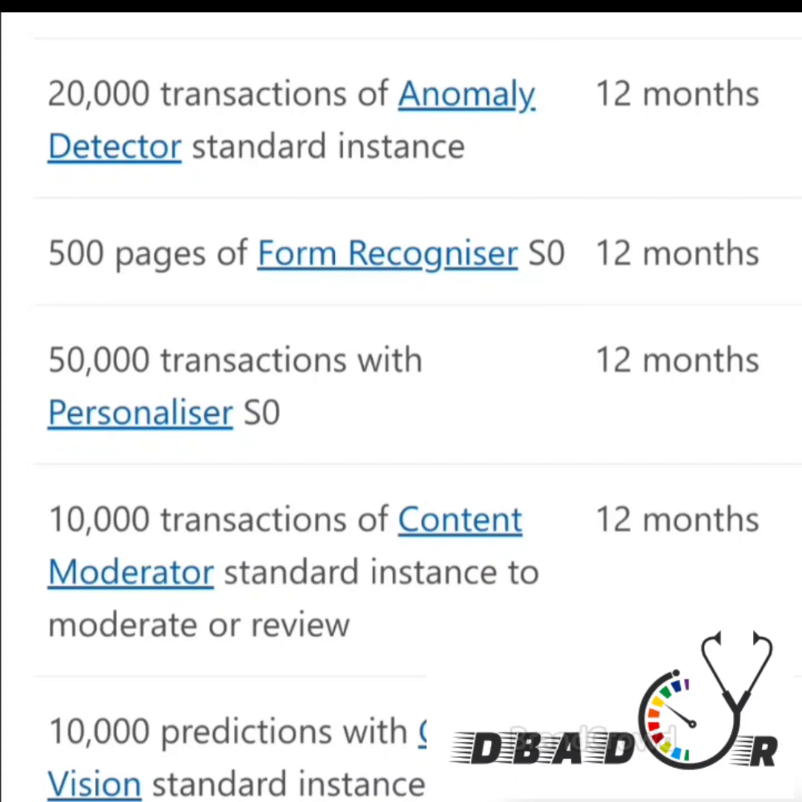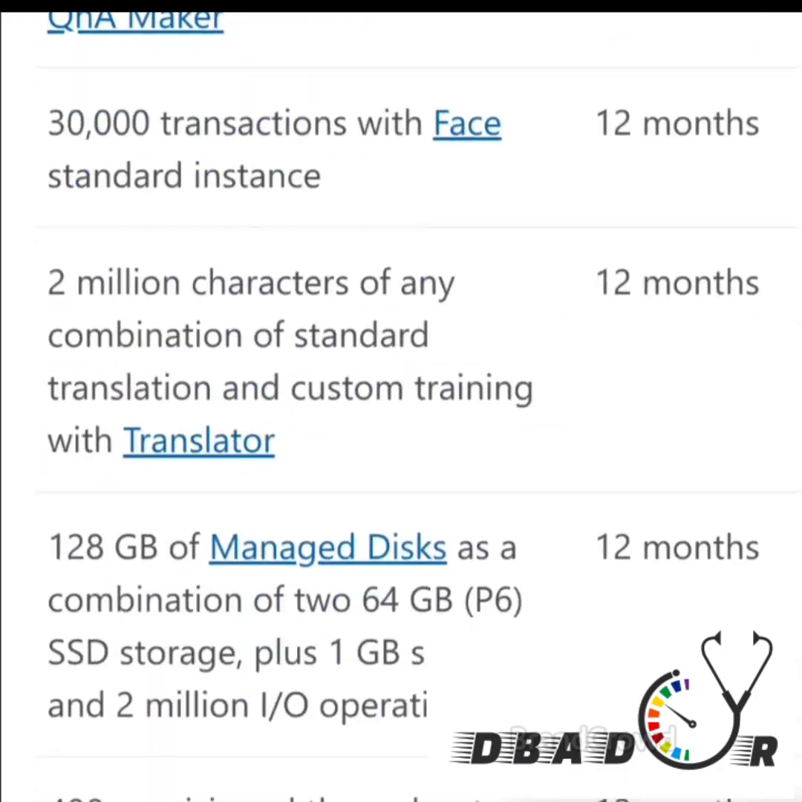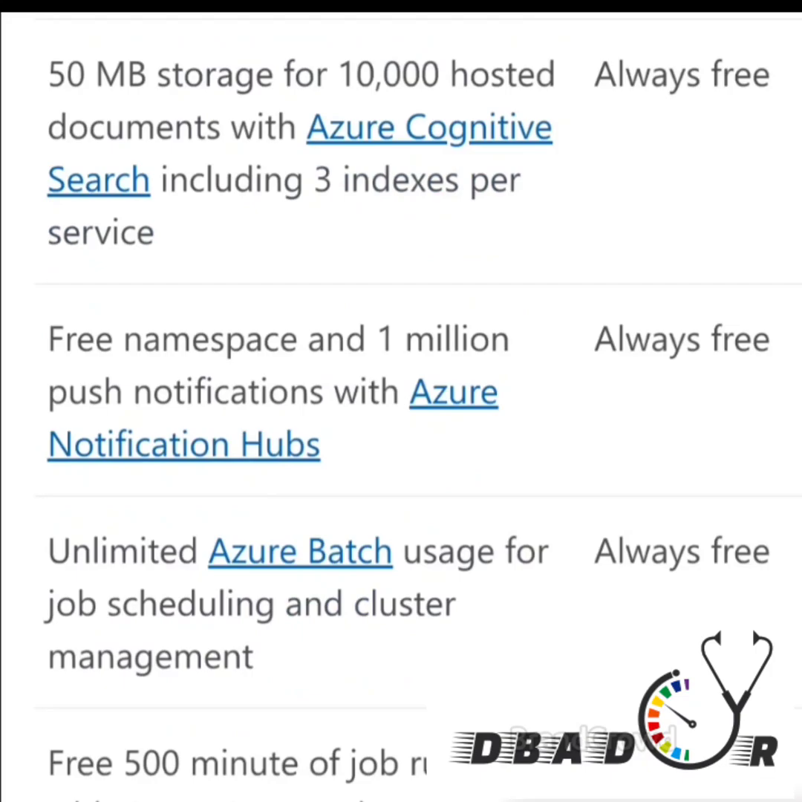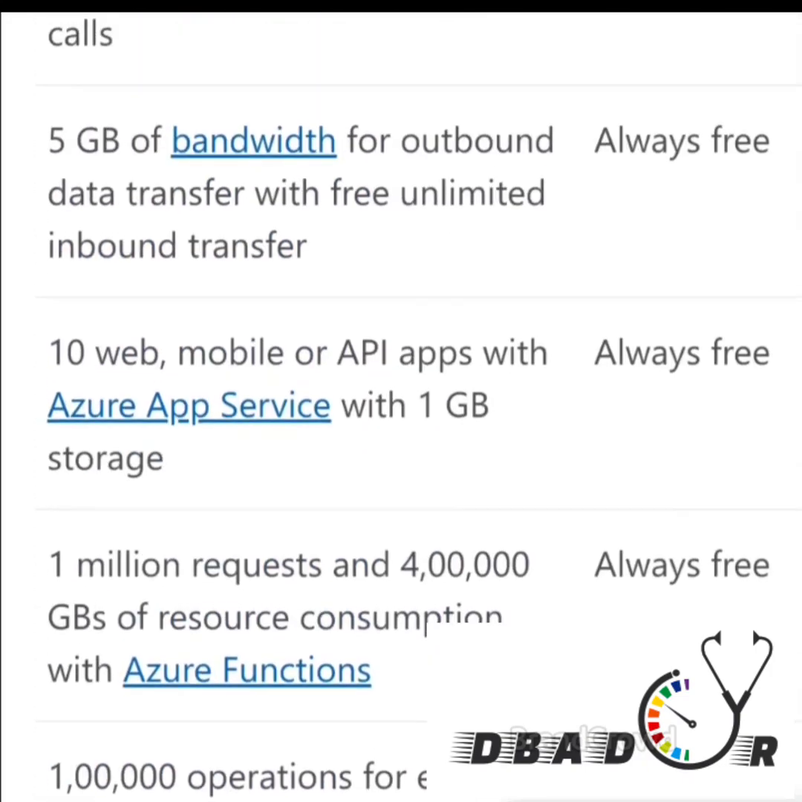Okay, once you have spent this free credit, Azure will give you a pop-up. If you want to renew, you can pay after renewing the services. And some services, as I informed you, are paid services. Some services are always free.